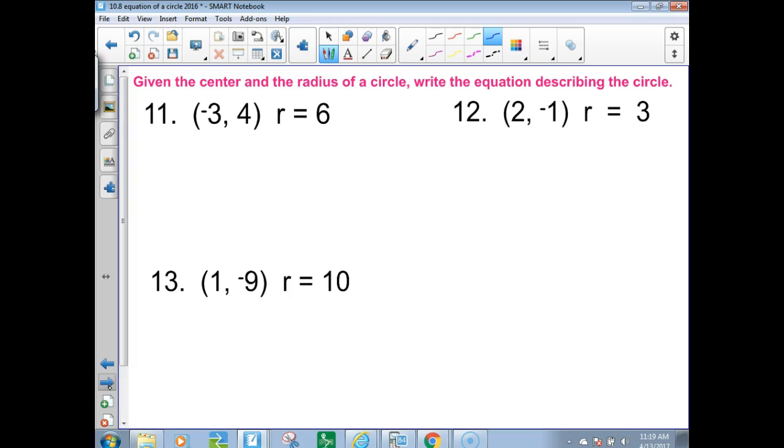All right, now we're given the kind where you have a little more work to do. We're going to be using the (x minus h) squared plus (y minus k) squared equals r squared formula. Okay, we can work through these. Why don't you tell me the answer for number 11? Somebody plug it in for me.